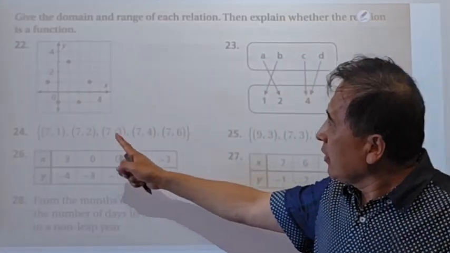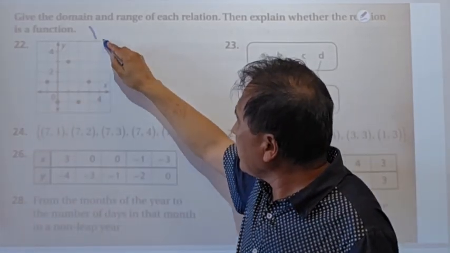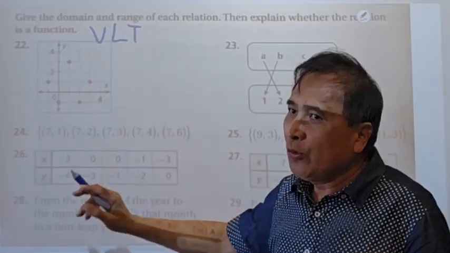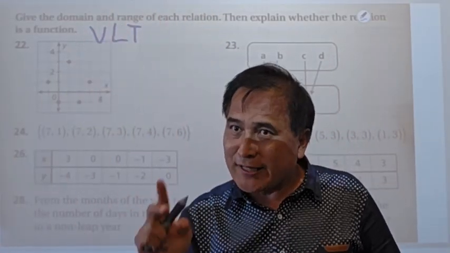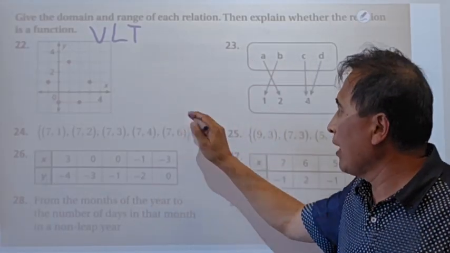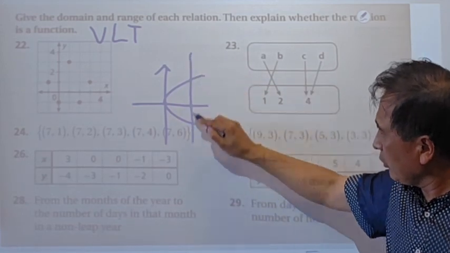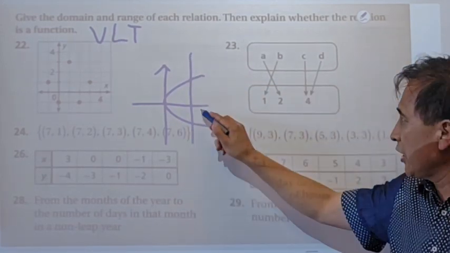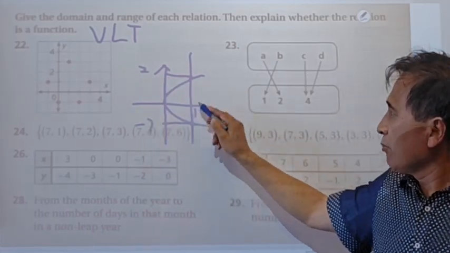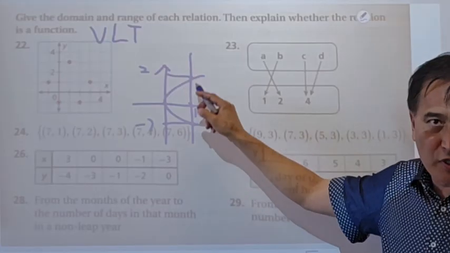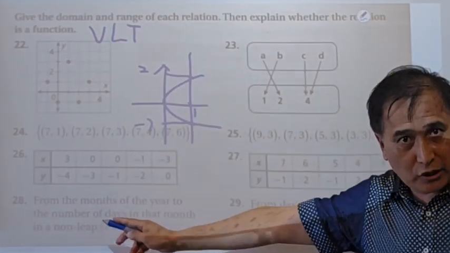Graph wise, the easy way is the vertical line test. From anywhere you draw a vertical line, if you cut the graph twice, then that's not a function. For example, right here you cut twice. Let's say this is x equal 1, this is 2, and that's negative 2. Because this x has two y values, in several places, this is not a function. Everybody understand? So we call it the vertical line test.